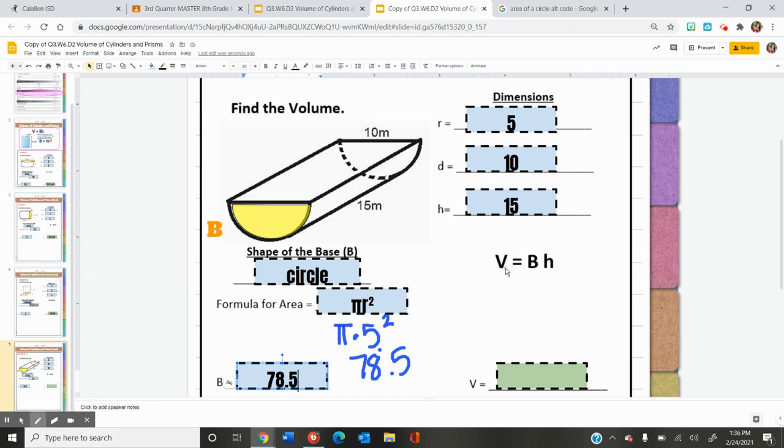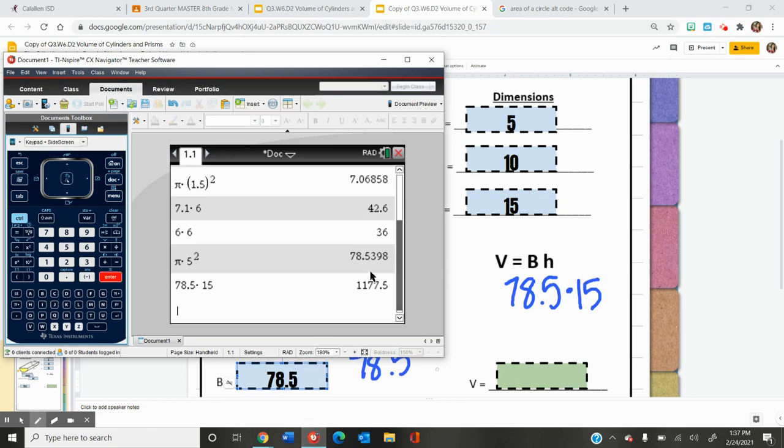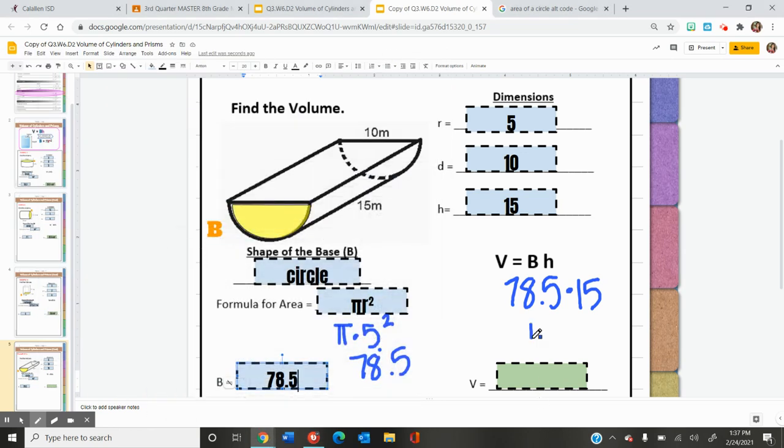Now that I have found the area of my base, I'm going to go ahead and apply it to the formula to find the volume of this cylinder. Volume equals big B times little h. Again, big B stands for area of our base shape. We've already found that, so big B is 78.5. Now multiplying this by my height, which is 15. So in my calculator, I have 78.5 times 15, and I get 1,177.5. But that is not my final answer. Remember, this is only half of a cylinder. So I'm going to have to divide this by 2.